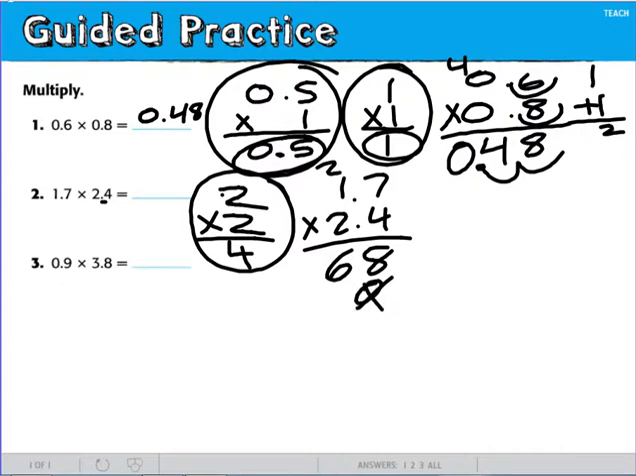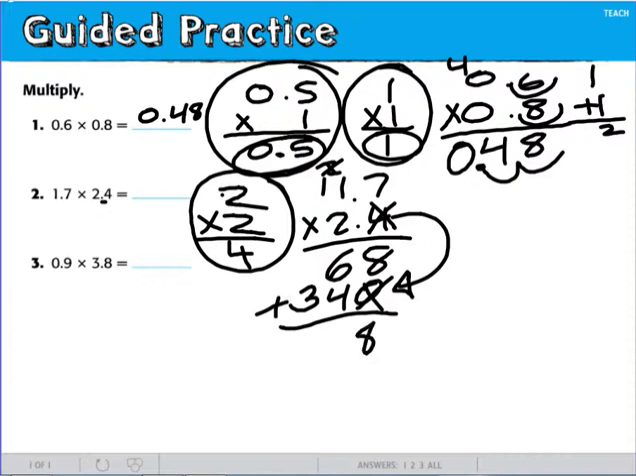Placeholder. That's important. When I get done with the 4, I bring down a placeholder. Don't forget your placeholders. 2 times 7 is 14. 2 times 1 is 2, plus 1 is 3. I add them together. 8 plus 0 is 8. 6 plus 4 is 10. 1 plus 3 is 4.